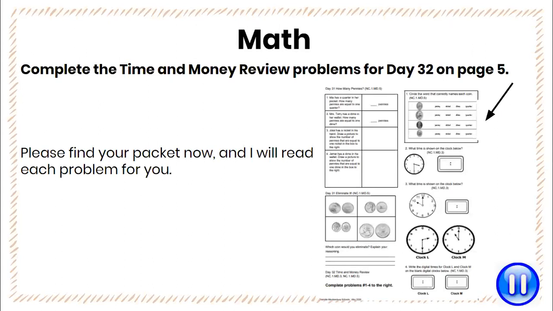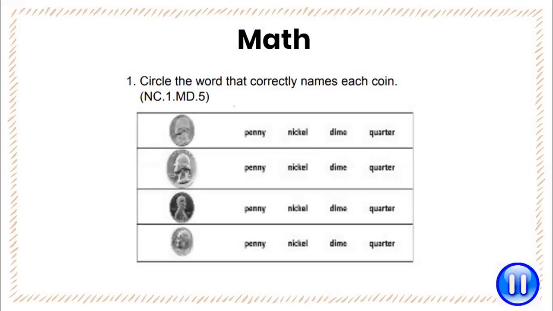In math, you will continue by completing the time and money review problems for day 32 on page 5. Please find your packet now, and I will read each problem for you. You may pause and get your packet. Now that you have your packet, let's look at number 1. Circle the word that correctly names each coin. Look at each picture and circle the name that matches it. Is it penny, nickel, dime, or quarter? Pause the video and finish number 1.